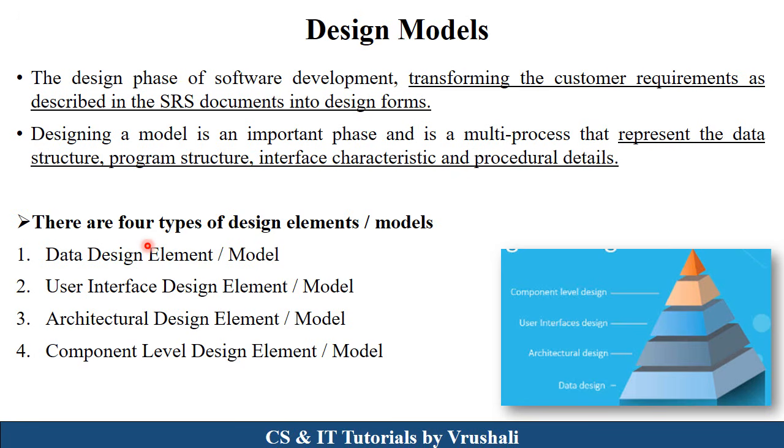In software engineering, there are four types of design model, that is data design model, user interface design model, architectural design model, and component level design model. In the previous session, we discussed the concept of abstraction and different examples related to abstraction. This abstraction concept is included in the data design model. In today's session, we will discuss user interface design model. And in the next few sessions, we will discuss architectural and component design model in detail.